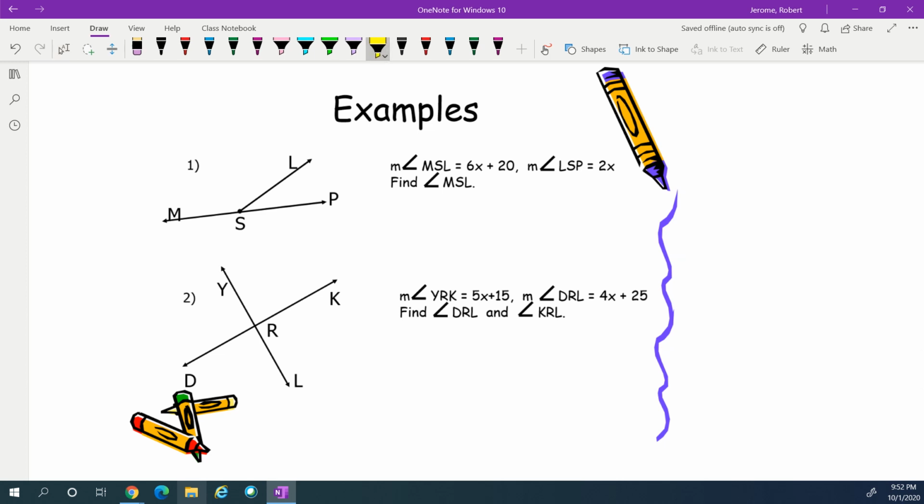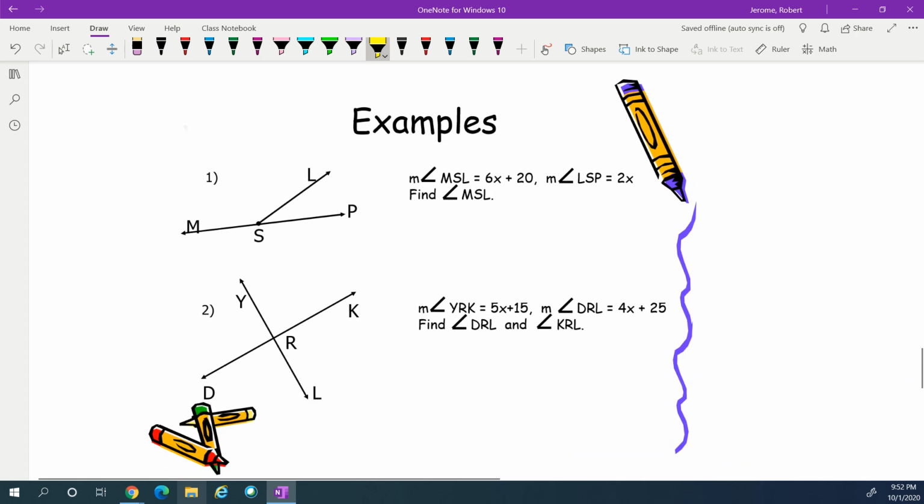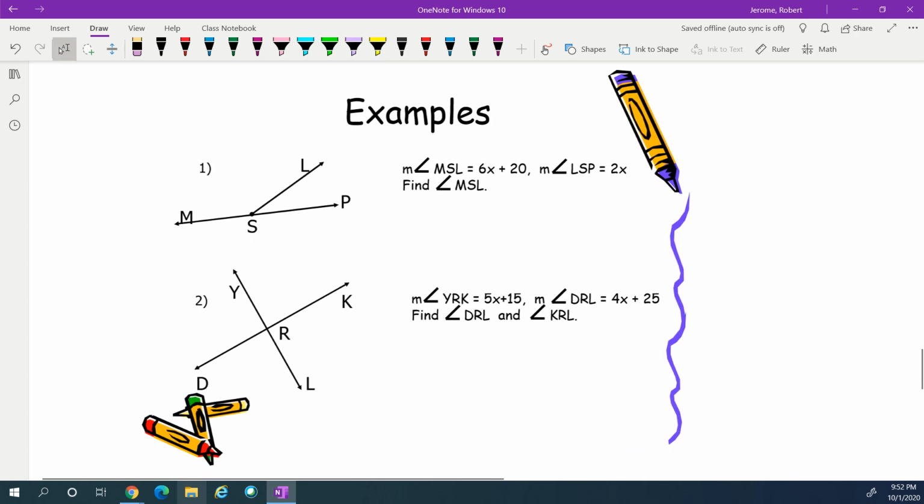Let's look at these questions here. Focus on what they gave you algebra for. Not what the algebra is or even what you're looking for, but focus on what did they give me algebra for. Angle MSL. LSP.